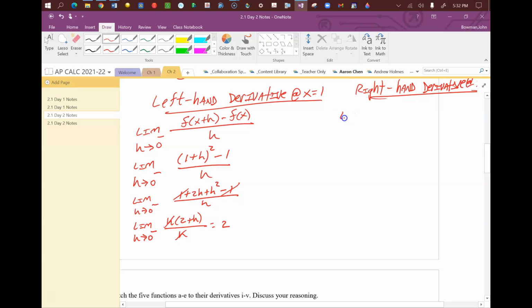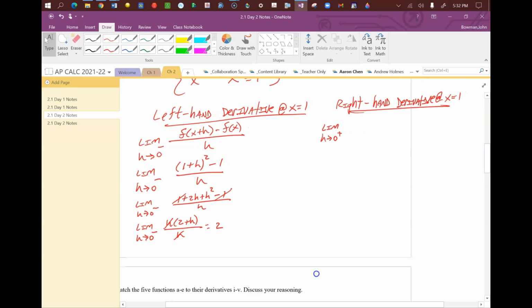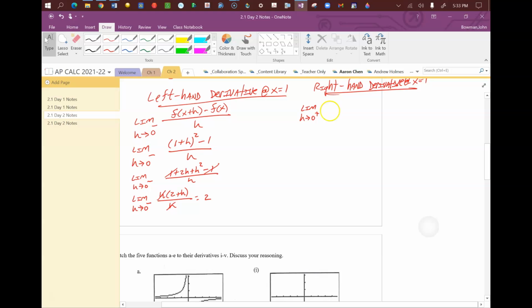Now we're going to do the same thing for the right-hand limit. So the limit as h approaches 0 from the positive direction. So h is still approaching 0, but h is positive, of f of x plus h minus f of x all over h. Well, the function that we are using is going to be the x function because h is positive. We're to the right of x equal 1, so it's going to be 1 plus h minus 1 all over h.